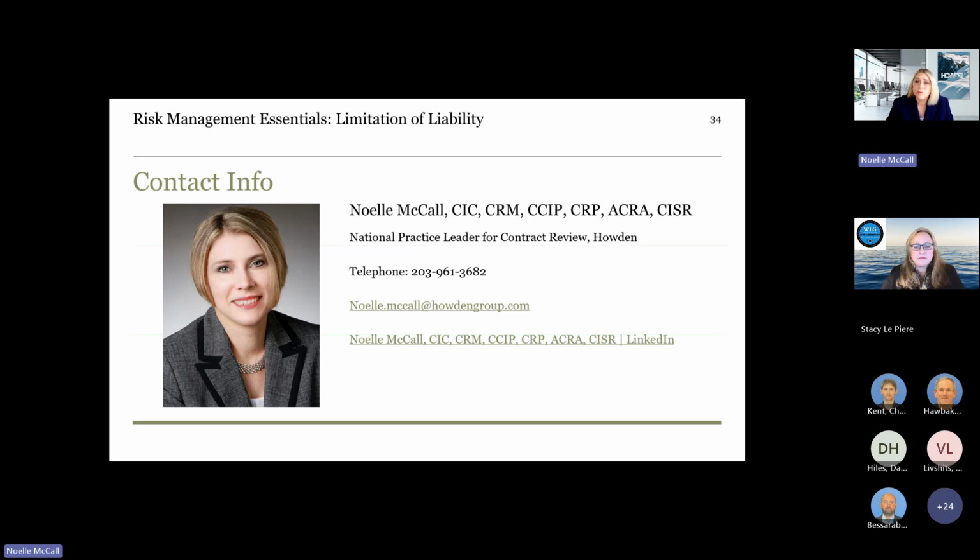Also, I sell insurance requirement templates. So if you're wondering what insurance you should be requiring of vendors or subcontractors, get in touch with me. I draft that type of language. Again, I will say caveat, I'm not a lawyer. So run it by your legal team before you use it.